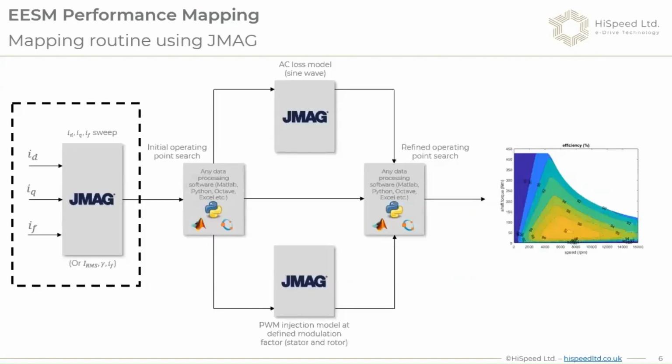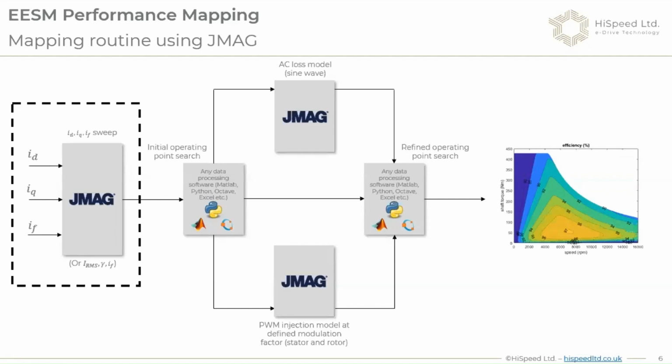Now we're looking a bit more into the process itself. How do we calculate this efficiency map for EESM machines? This is a short representation of how we do things. It all starts with a sweep of ID, IQ, IF: the D-axis current, Q-axis current, and the field current, which of course can also be a phase advance angle, amplitude of the current, and field current amplitude. So we start with this.